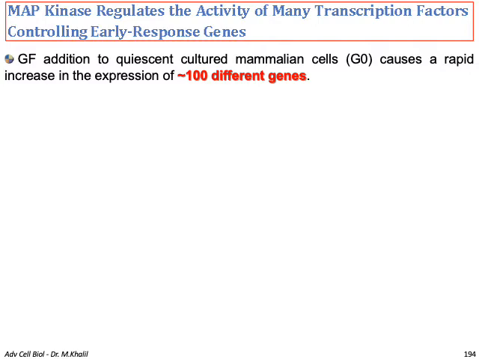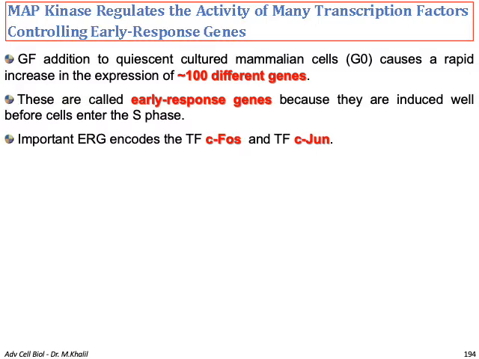So the MAP kinase regulates the activity of many transcription factors, controlling early response genes. So what are early response genes? Growth factor addition to a quiescent culture of mammalian cells at G0 causes a rapid increase in the expression of 100 different genes. These are called early response genes because they are induced well before the cell enters the S phase.